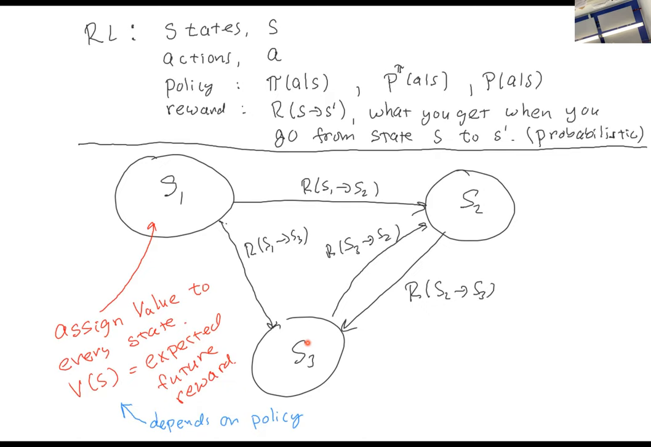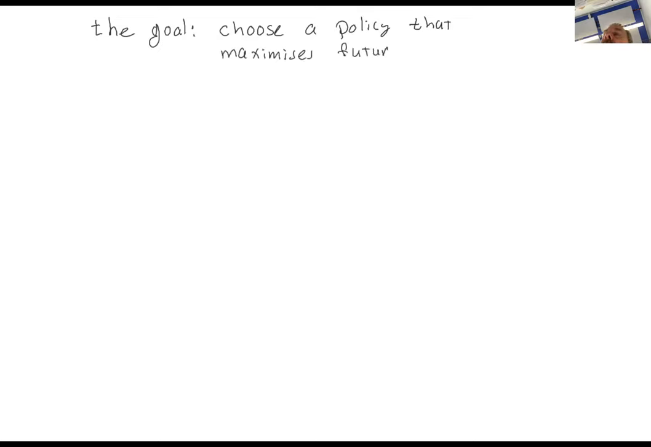And so what does RL do? Basically the goal of RL is to choose a policy that maximizes expected future rewards. Okay.